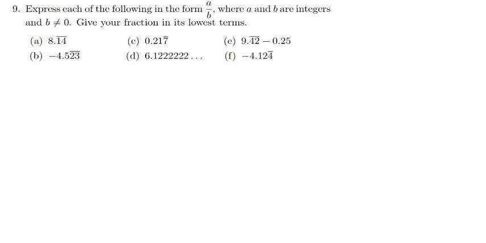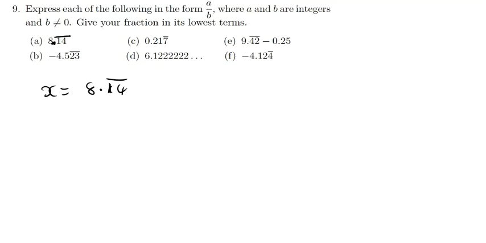Even when you go through the past papers, you'll be able to find this question in both test and exam. So express each of the following in the form of a over b where a and b are integers and b is not equal to 0. Give your fraction in its lowest term. Let's begin our discussion with the first one. So the first thing, just after the point, if there is a bar, then we say x is equal to the same thing. Write the same thing the way it is, 8.14 bar, like that.